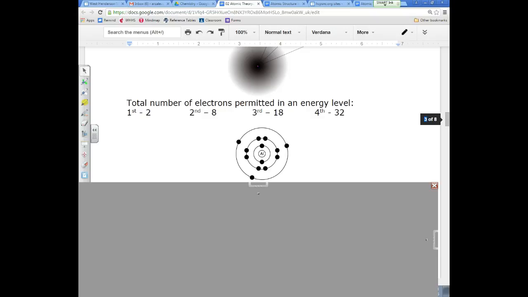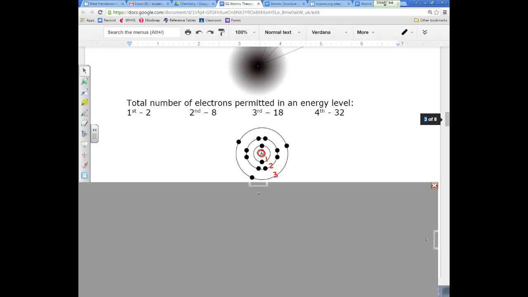The energy levels are always numbered from the nucleus out. So if we say that this right here is the nucleus, then our first energy level would be here. Now we usually use N to represent an energy level, so this is N equals 1, and this is N equals 2, and this is N equals 3, and so on and so forth. So as they go further away from the nucleus, they have higher numbers for their energy level.